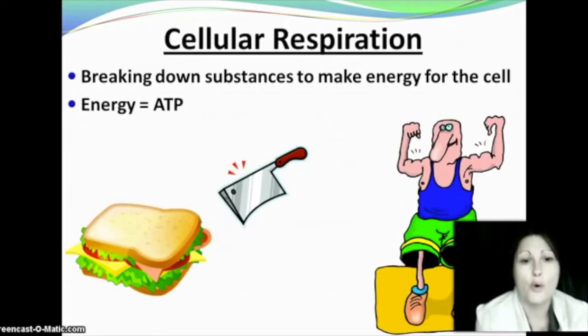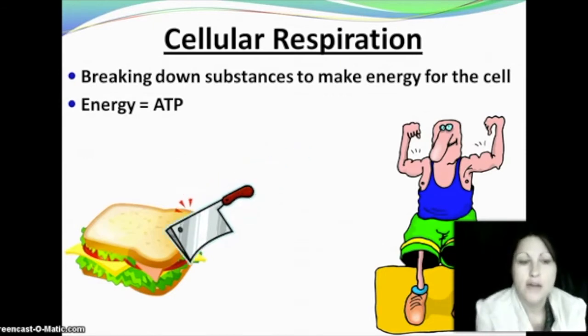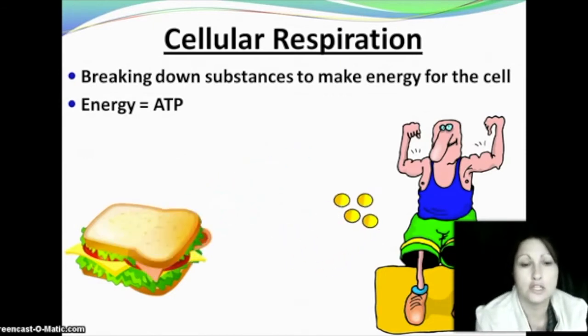So let's talk about the whole point of cellular respiration. The whole point is to take the things that we eat and break them down to make energy so that our cell can do work. And anytime we talk about cell energy, we're going to talk about ATP, which is adenosine triphosphate. Everything that you eat, your cell uses to have energy to perform work.